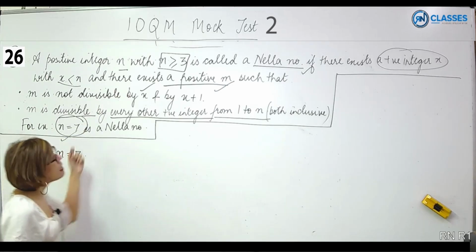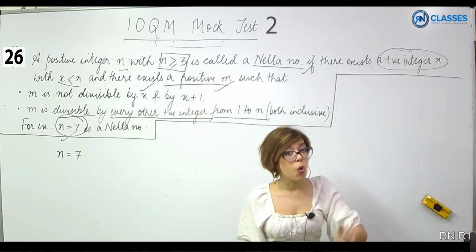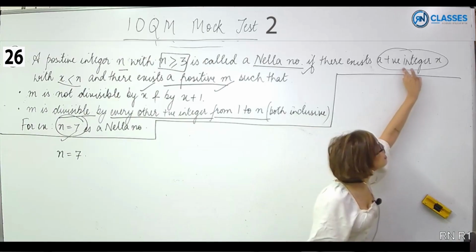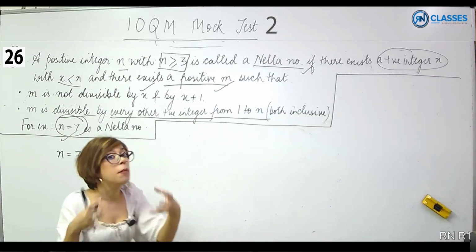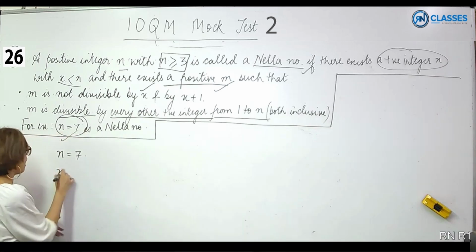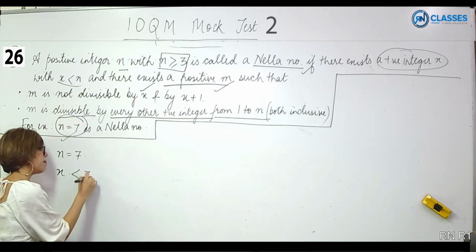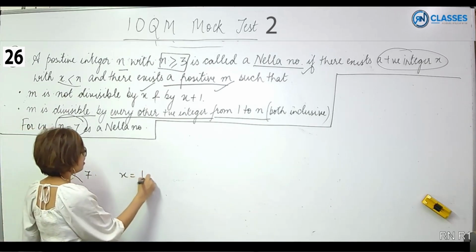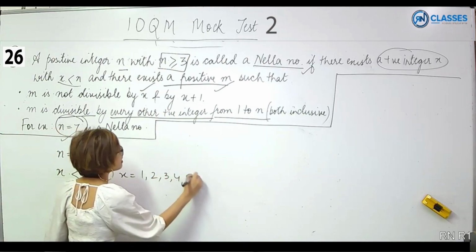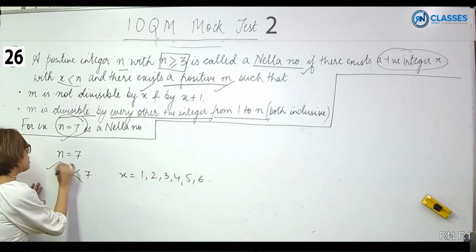I can say this is a Nella number if there exists, that means I need to show an existence of a positive integer x. I need to show that there is a number x. Now, x should be less than n, that means x should be less than 7. So possible values of x are 1, 2, 3, 4, 5, 6. Done? I need to show the existence of this.